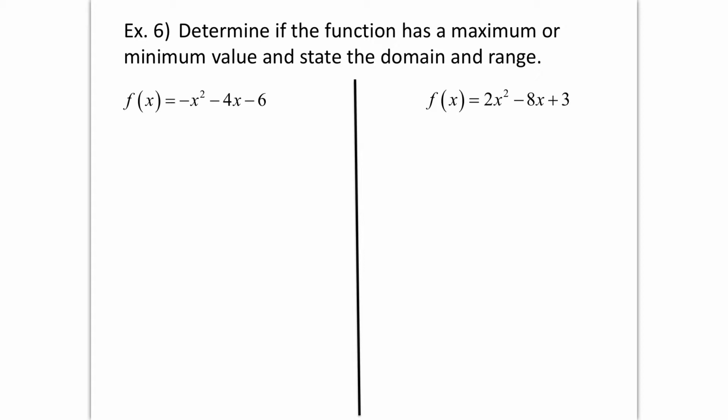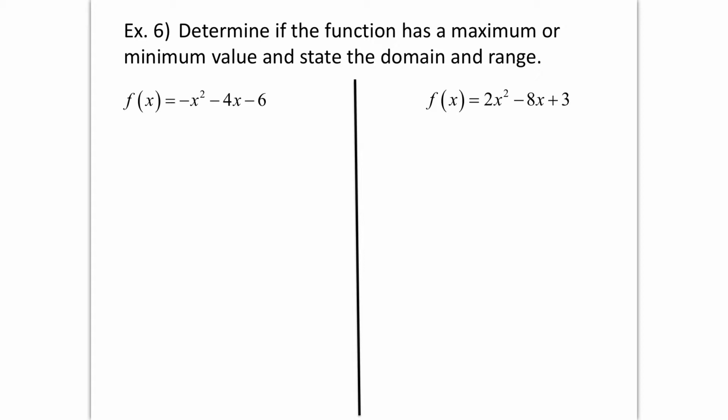Now this question here is different. You don't want to graph, but we want to determine if the function has a minimum or maximum without graphing, and then we want to state the domain and the range. So it's all about the direction of the parabola for min or max, and the vertex, not the axis of symmetry, sorry, for the domain and range.